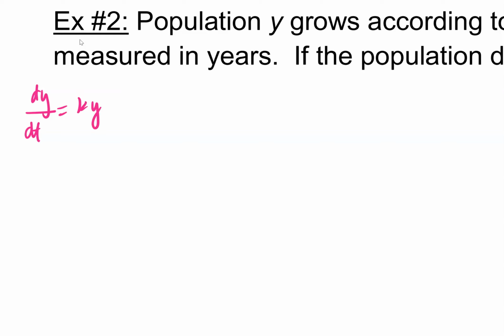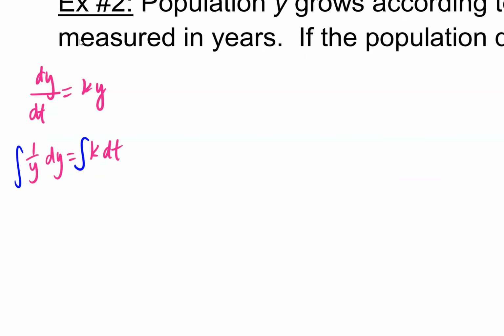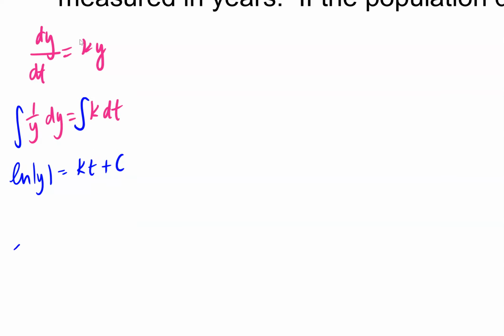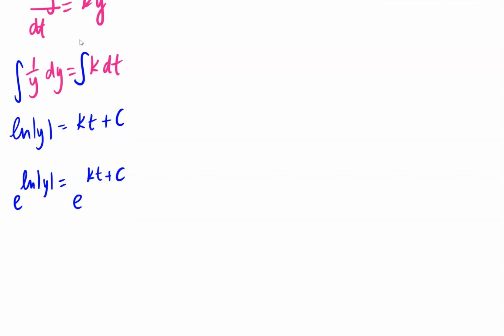If I separate the variables, I have 1/y dy is equal to k dt. Take the integral of both sides. I get ln absolute value of y is equal to k times t plus a constant c. Put each side as e to the power of it: e to the ln of absolute value y is equal to e to the kt plus c. Solve for y. Okay, so here, I am going to ignore the absolute value of y, because I know it has to be positive.